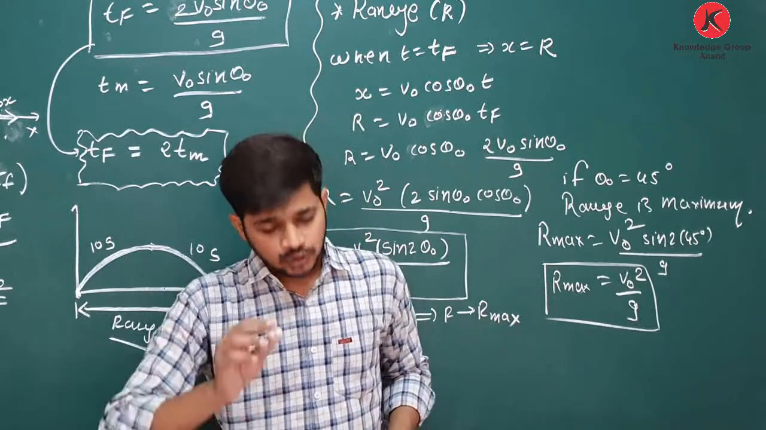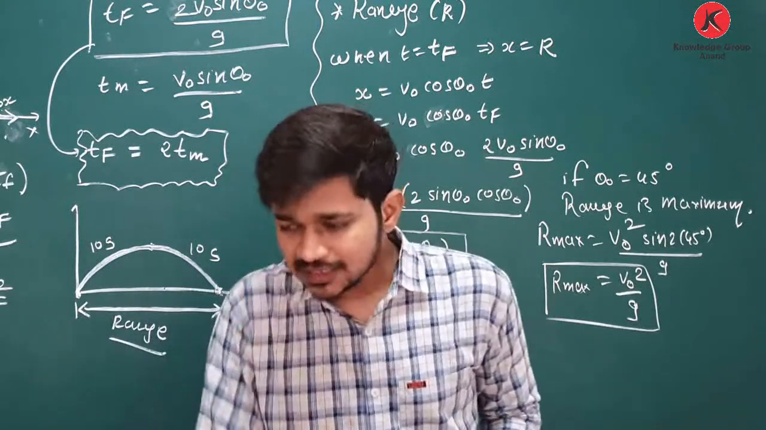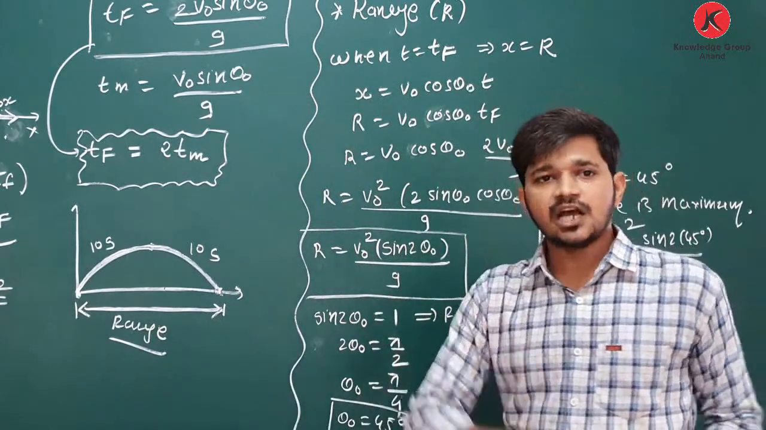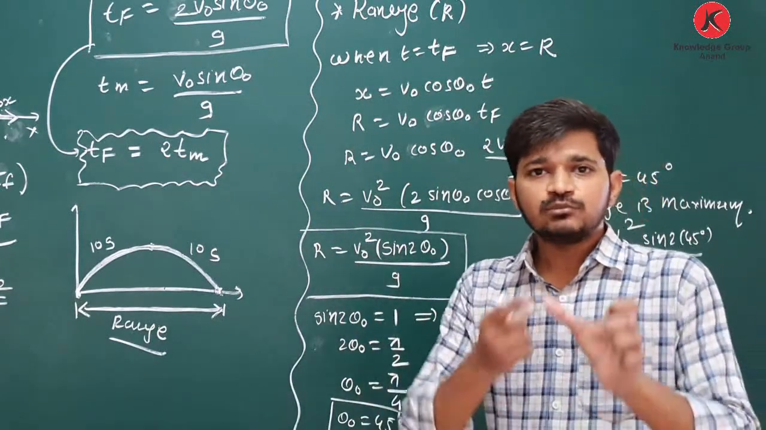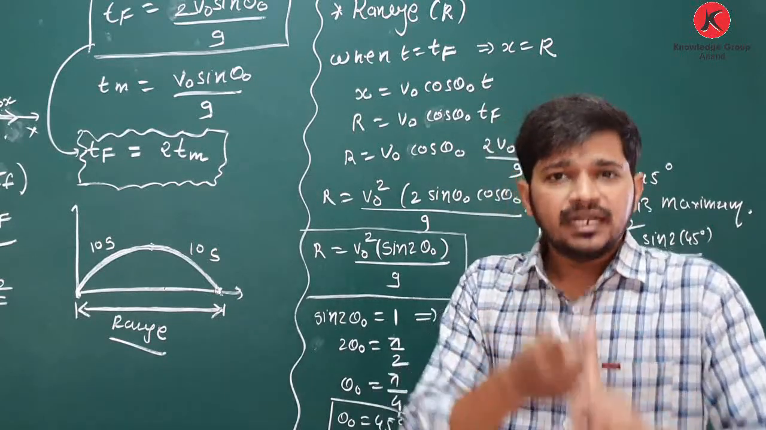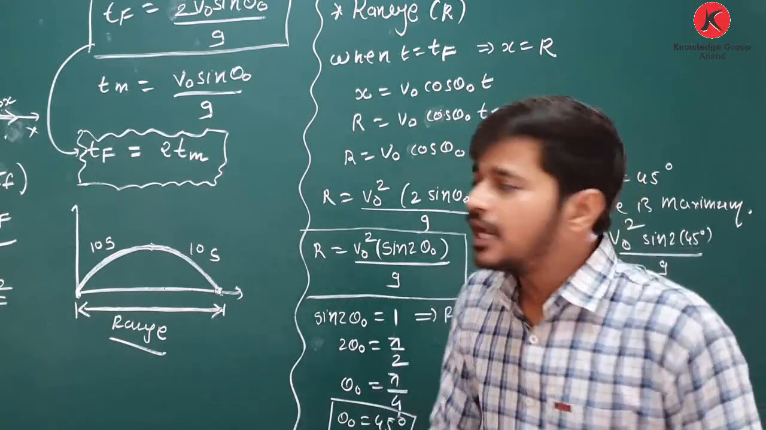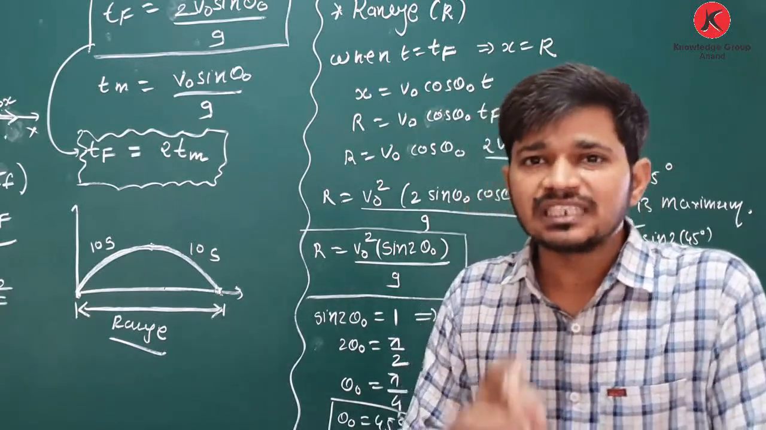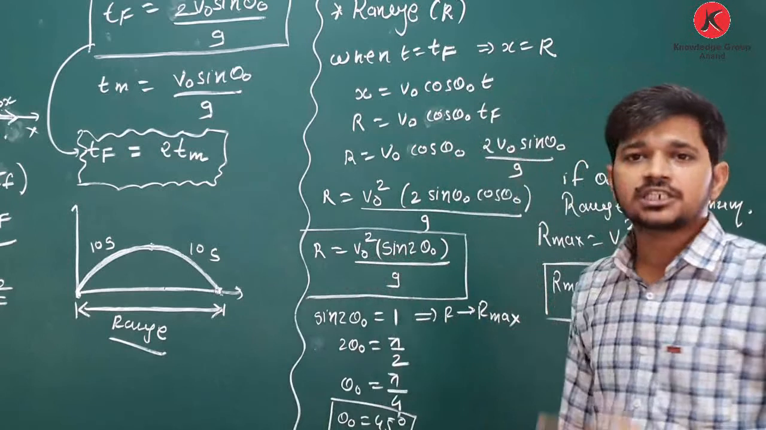Clear about this? So projectile motion is one important theory, and these 4 cases are also important: time to reach maximum height, time of flight, and range. Now in the next lecture, we will solve some questions based on projectile motion.